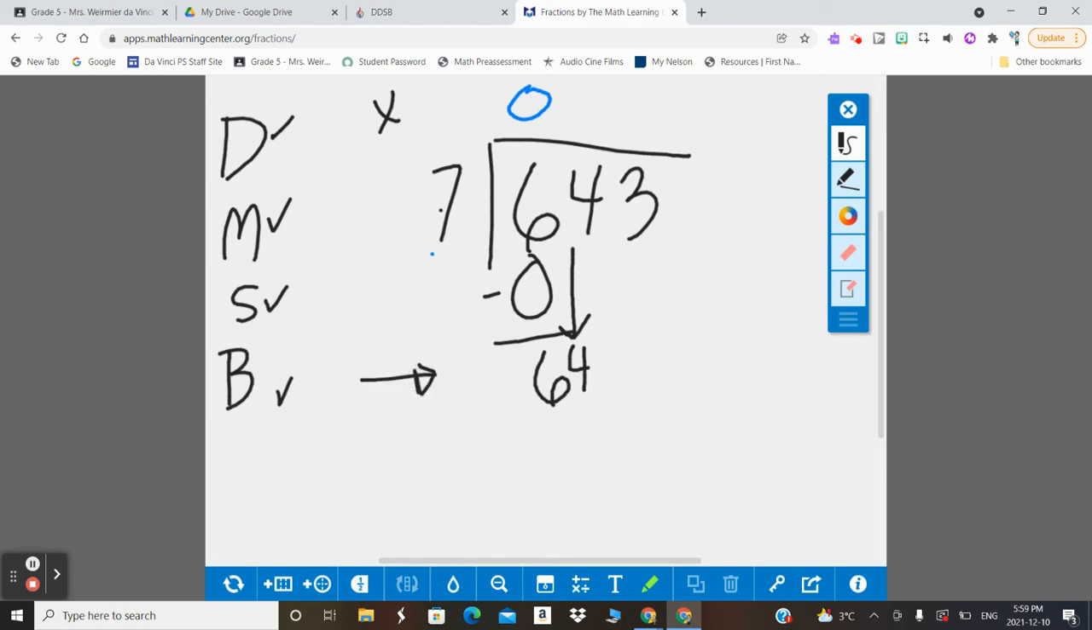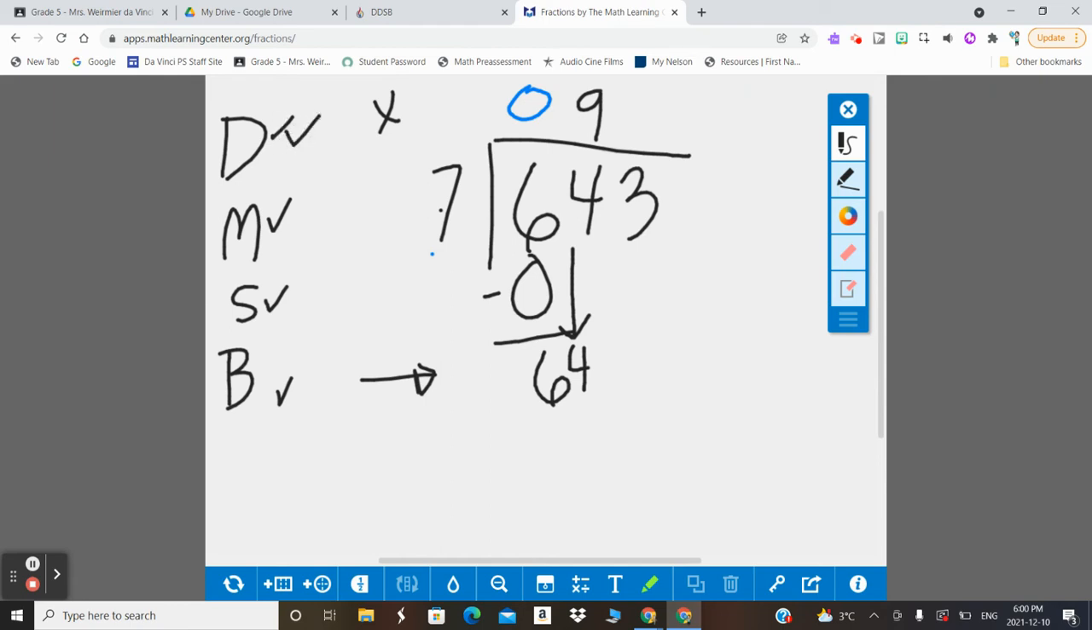So I say, well, how many times does 7 go into 64? I'm going to start at something friendly. I'm going to start with 5 because 5s are easy for me. So 7 times 5 is 35. 7 times 6 is 42. 7 times 7 is 49. 7 times 8 is 56. And 7 times 9 is 63. That's cool. It must be 9. So we'll do our 9 here because it's close to 64 without going over.